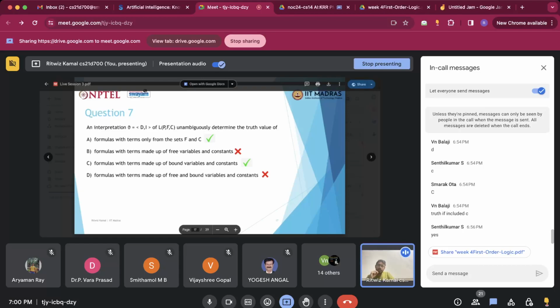The way I see it, if we have a predicate which represents a subset, we'll have to look at all possible values that can be put into an interpretation, right? And well, that can be called a formula.